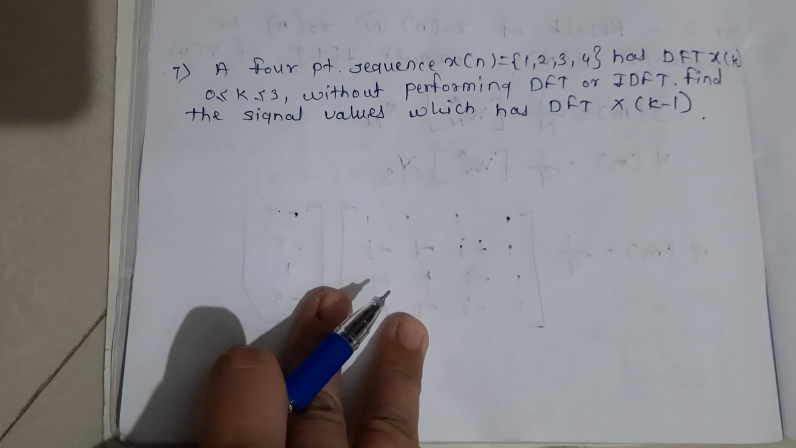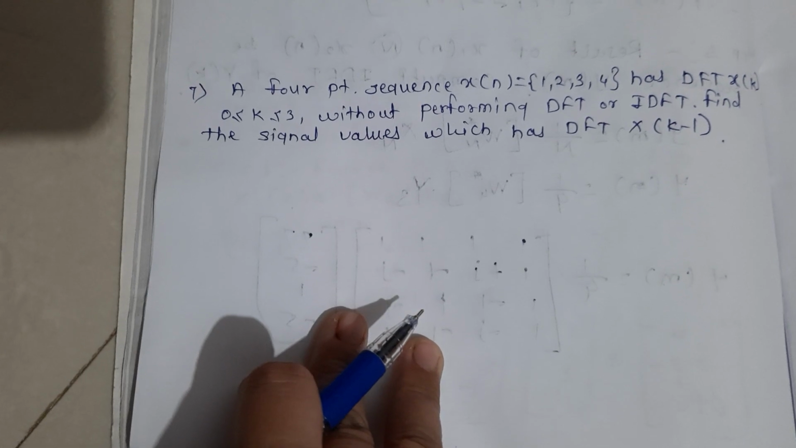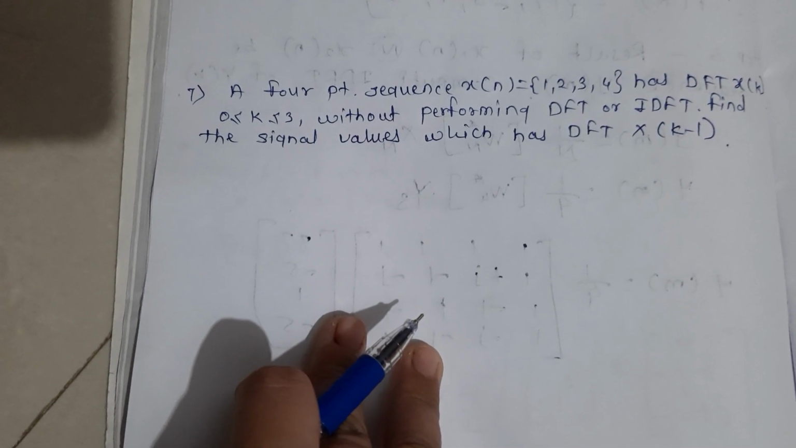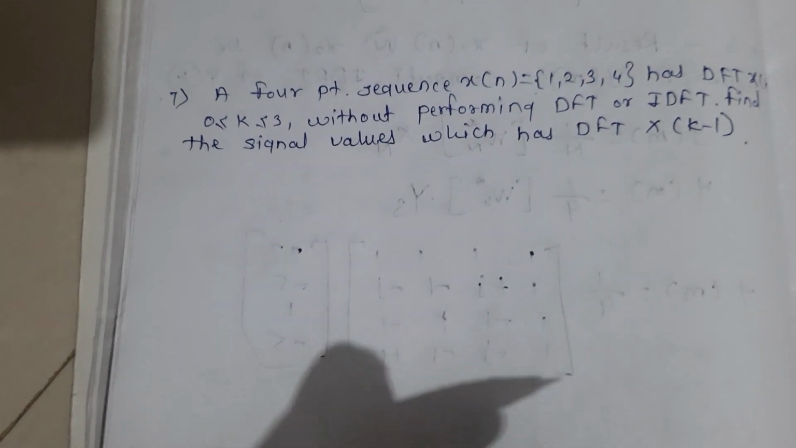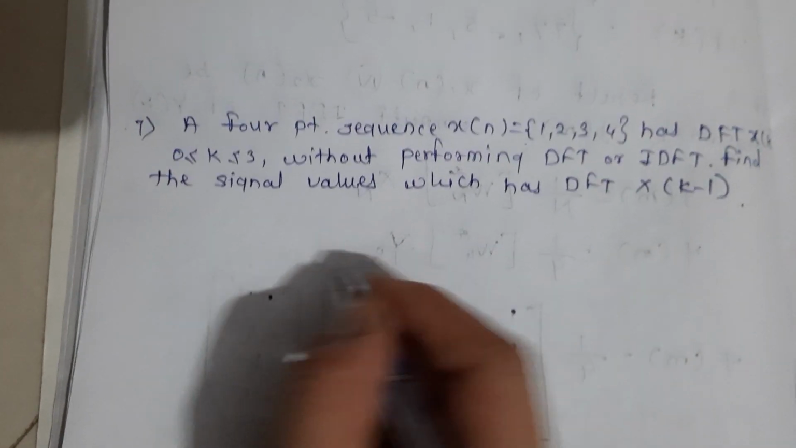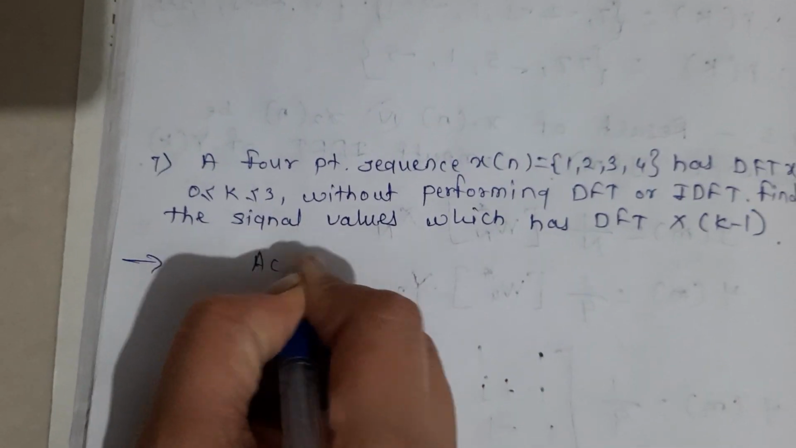A 4-point sequence x(n) is 1, 2, 3, 4, and has DFT X(k), where k is between 0 to 3. Without performing DFT or IDFT, find the signal values which have DFT X(k minus 1). Now we write here according to the circular frequency shifting property.